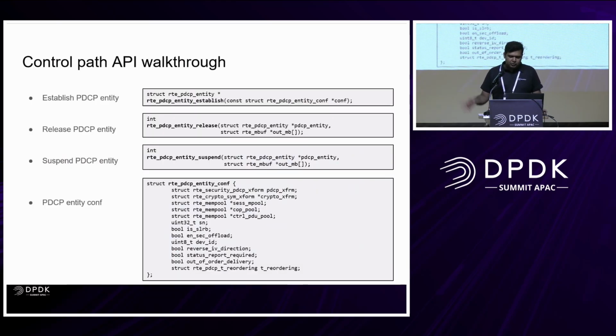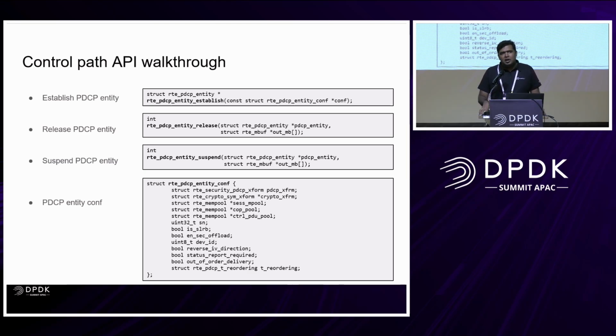I'll just go through the control path API. Establish, release, suspend, these are the terminologies from the 3GPP spec. We have tried to follow whatever is mentioned in the 3GPP spec. Establish is all about creating a session. One key differentiator here is that when the application calls establish PDCP entity, the actual session on the RT crypto device or RT security device will be created by Lib PDCP itself, rather than having the application create something and give it.